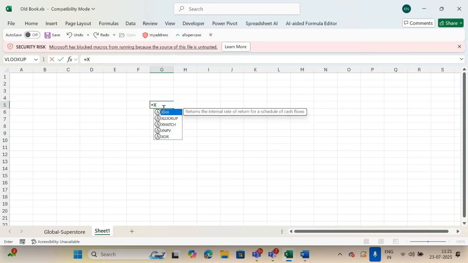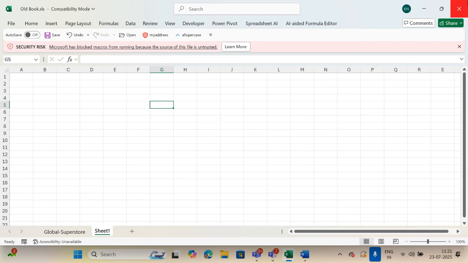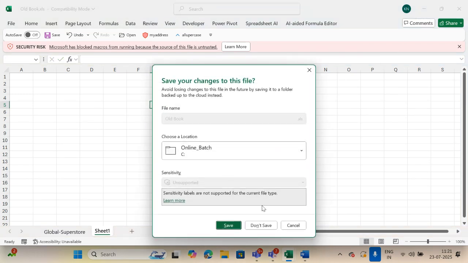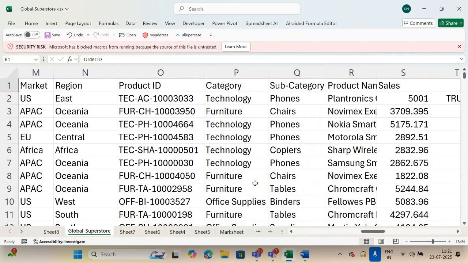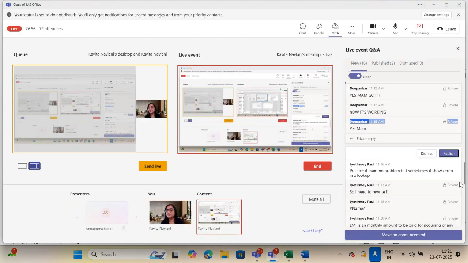Are you getting it? This is known as the intelligence of Excel. Excel intelligence will not show you the function which is not available in that particular version. Is it clear, Jyotirmay? I'm sure you got the thing. Why are you getting the error, name error?